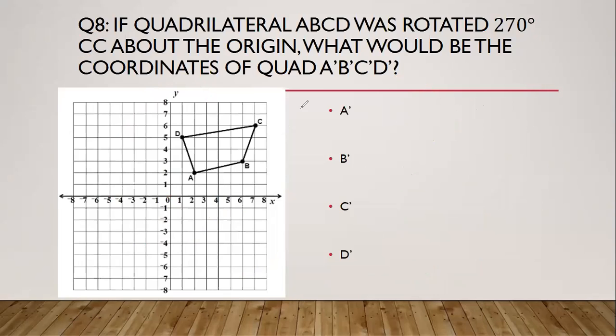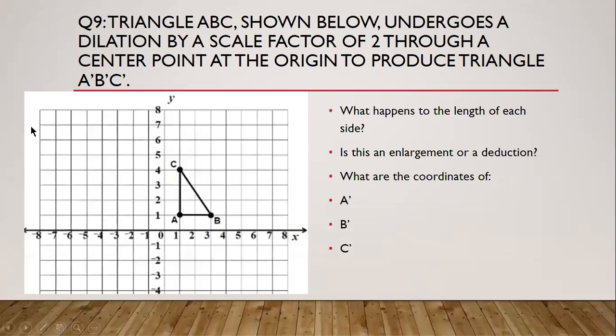Let's go to question 9. Another one. Okay. Question 9. It says triangle ABC, shown below, undergoes a dilation by a scale factor of 2 through a center point at the origin to produce triangle A prime, B prime, C prime.